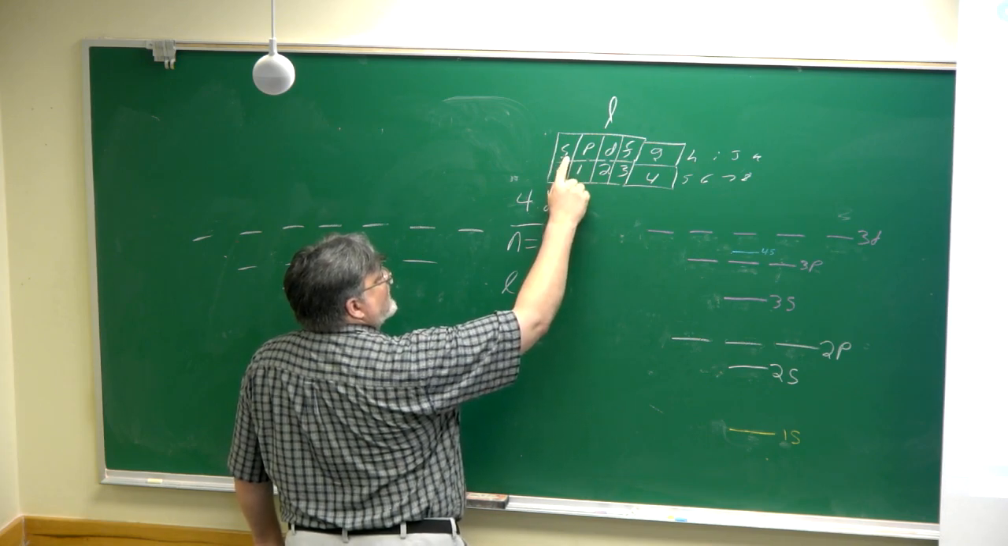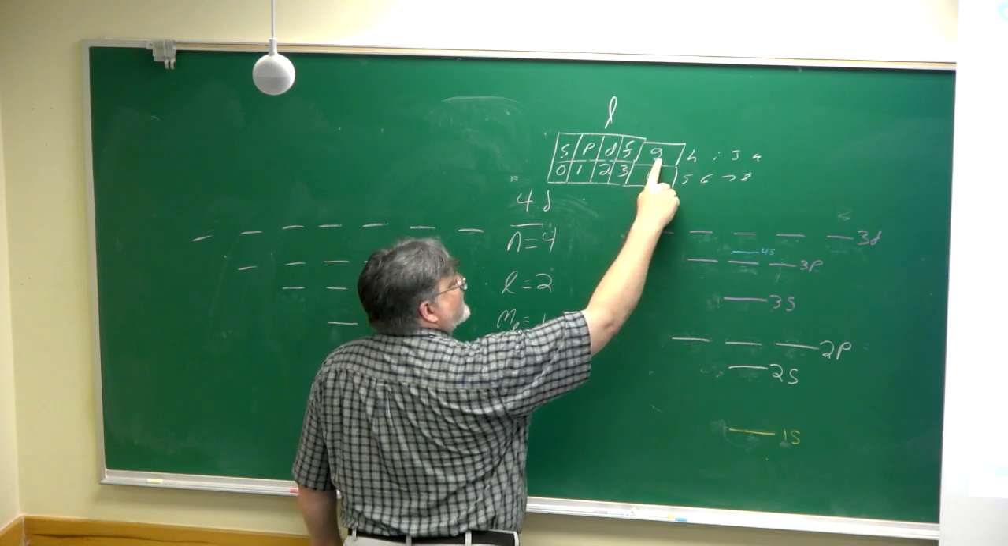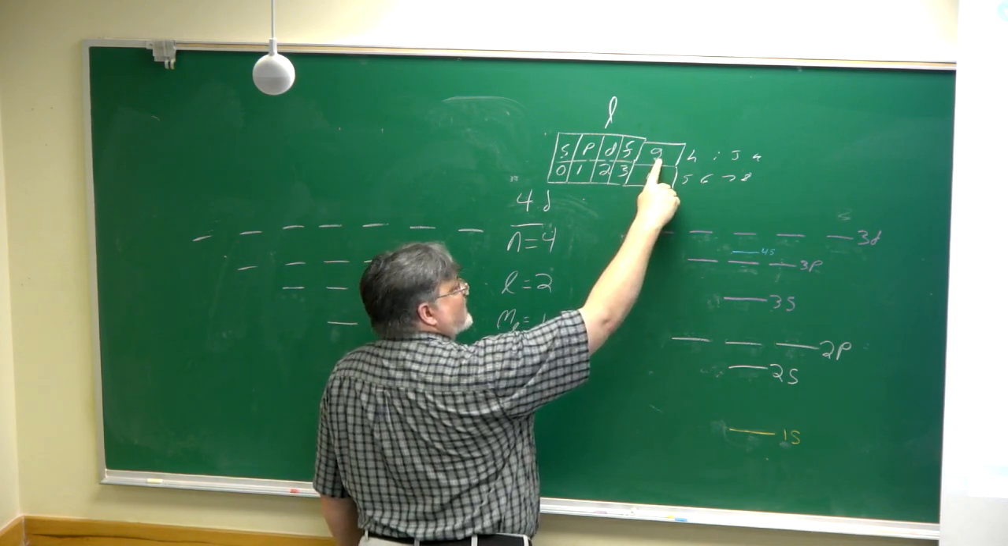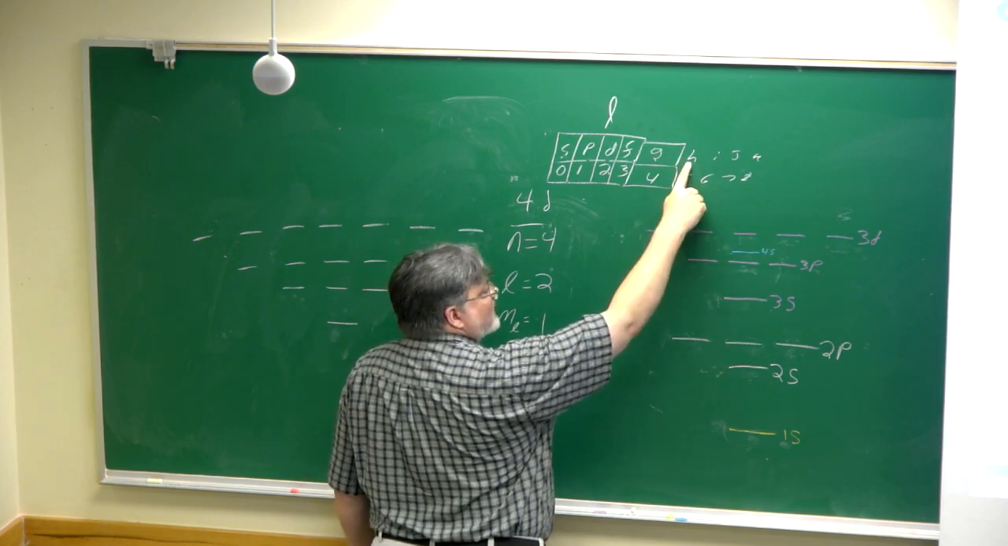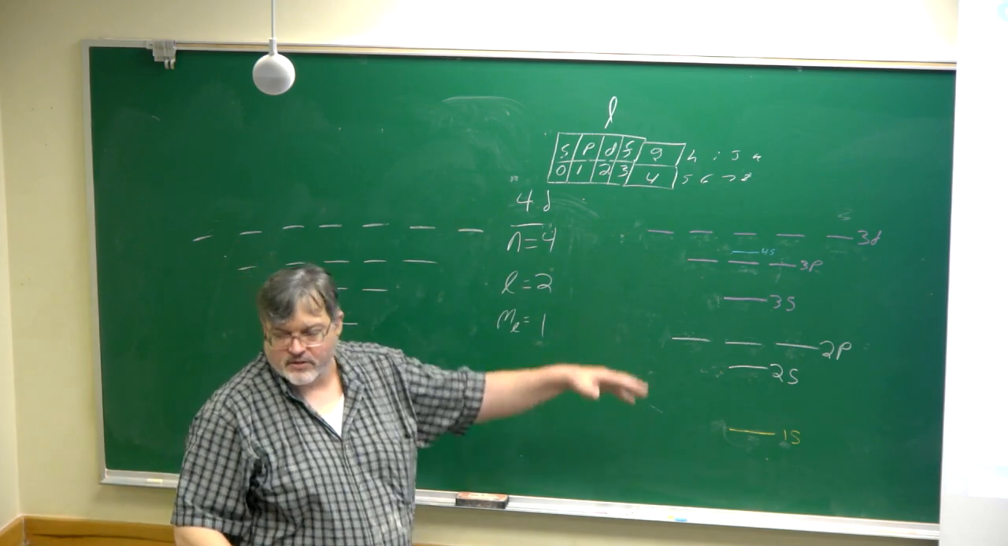There's 1 line for this, 3 lines for this, 5, 7. How many do you think there are for G? 9. And how many for H? 11. It just goes on like that. It's odd numbers. So there is actually a pattern here. It's just a little bit obscure.